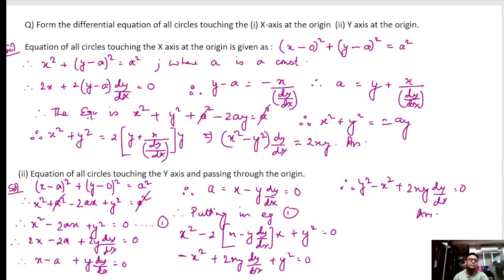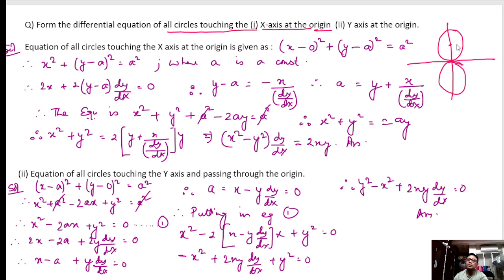Let's see the next sum, friends. The next sum says: form the differential equation of all the circles touching the x-axis at the origin. That means circles will touch the x-axis at the origin, so it can be this or it can be this shape.